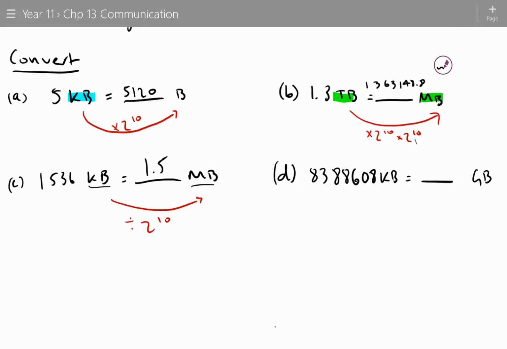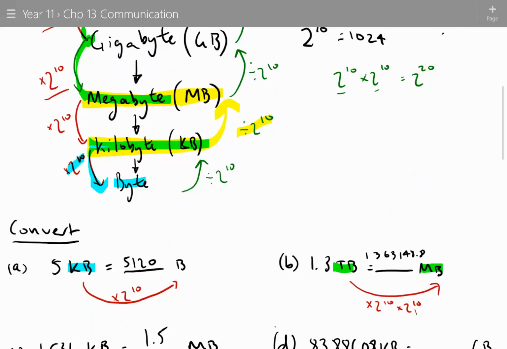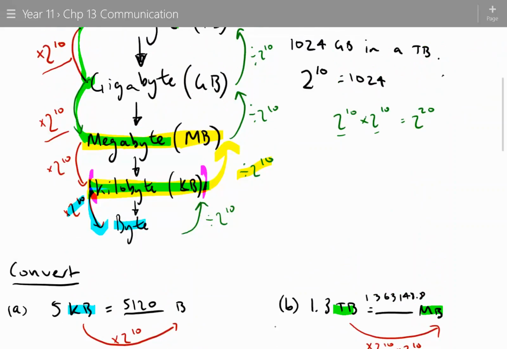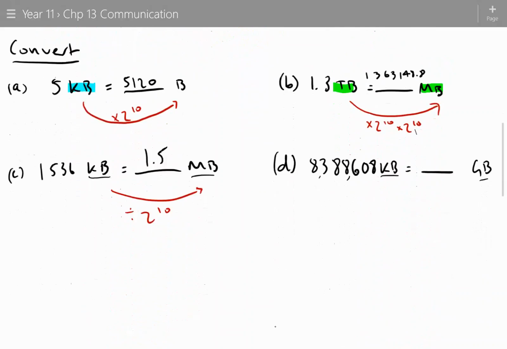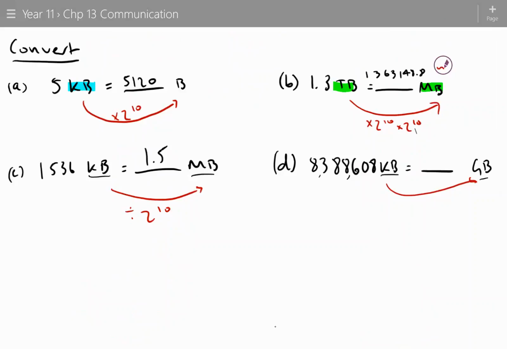Alright, let's have a look at part D. I've got, how many here? Let's count back there. 8,388,608 kilobytes to gigabytes. So, let's have a look. Kilobytes are here. And where are we going? We're going up to gigabyte, all the way up here. There we go. Kilobyte up to gigabyte. We've got 2 steps. What are the steps there? Divide by 2 to the power of 10. So we have to divide by 2 to the power of 10 twice. So for kilobyte to gigabyte, we need to divide by 2 to the power of 10, divide by 2 to the power of 10.